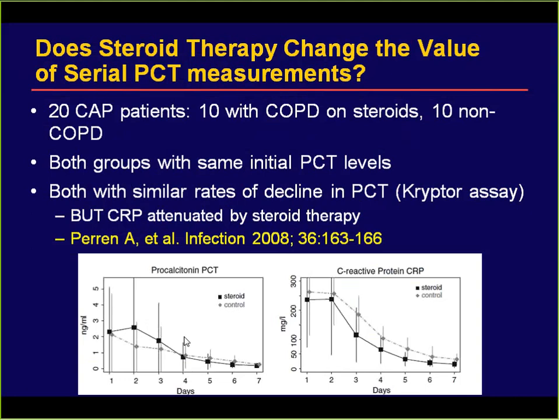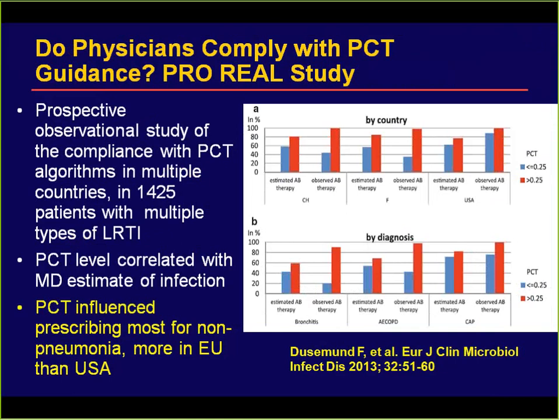And when you looked at C-reactive protein, it did seem to be attenuated a bit by the presence of corticosteroids. So again, in the steroid-treated patients, the procalcitonin levels were not lower than control. The C-reactive protein levels were lower than control all along. So it did not appear that the value of procalcitonin would be mitigated by the presence of corticosteroid therapy.